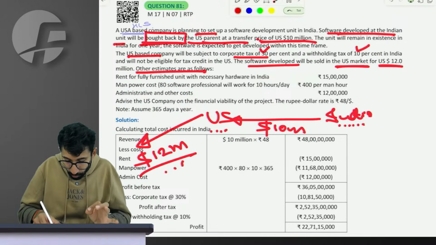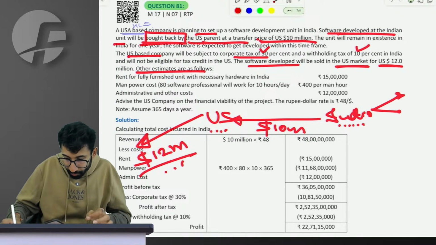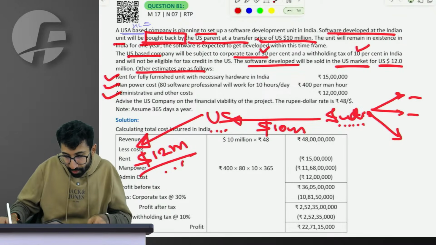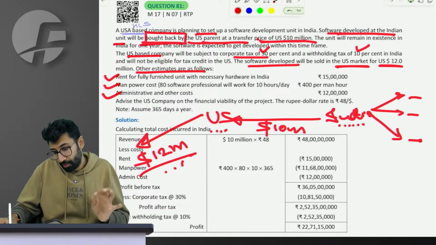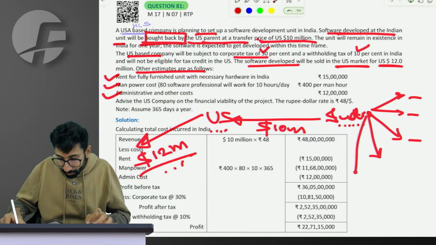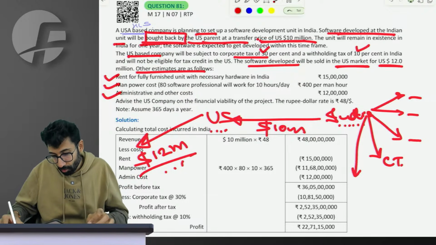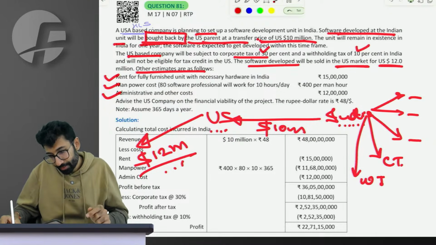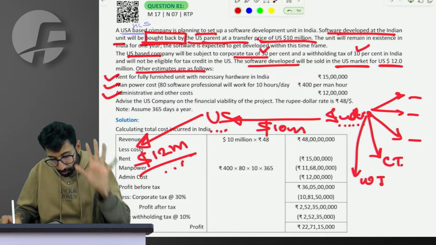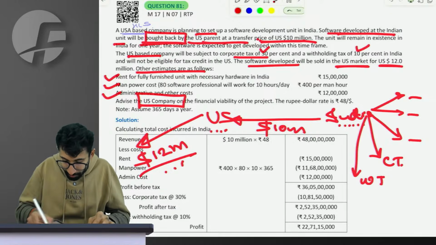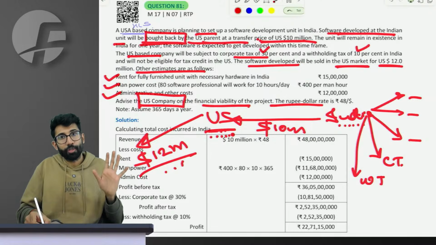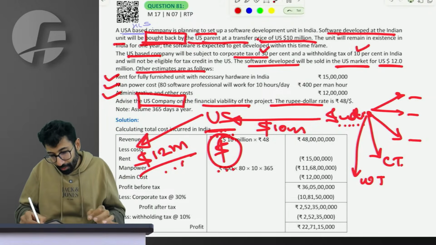Other estimates of cost. In India, we will incur different costs. What costs will we incur? The rent cost, manpower cost, administration cost. Three different costs we will incur in India. Along with that, in India, we will incur two types of tax: corporate tax and withholding tax. In India, I will have a total of 5 costs to be incurred. Advise the US company on the viability of the project. Should the US company do the project or not, which means the final answer has to be in dollars.